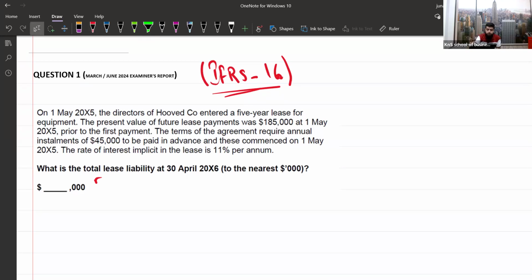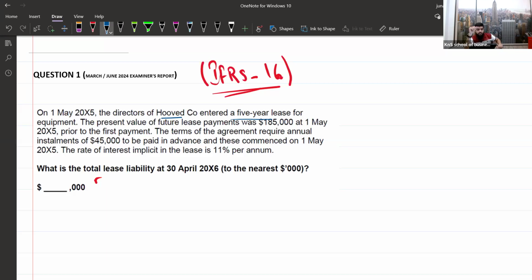Okay, let's try to solve this question and see what the requirement of this particular question is. Let's read out the question first. On 1st May 2005, the directors of Hoop Company entered a 5-year lease for the equipment. It means we are talking about IFRS 16. We all know that in IFRS 16 there are two types of leases: the operating and the finance lease. And remember, most of the questions tested in your exams are related to finance lease.